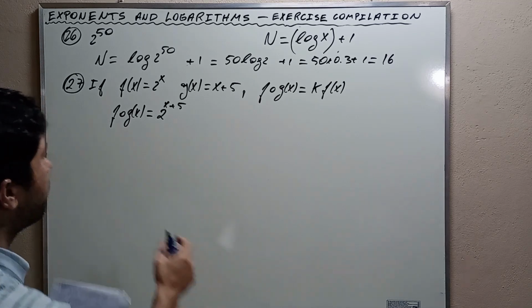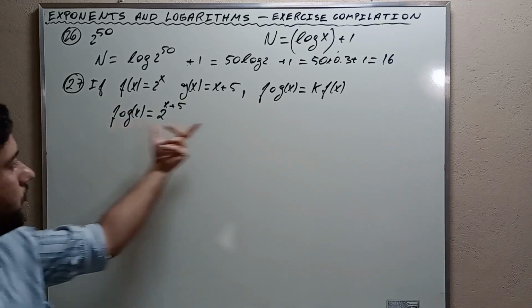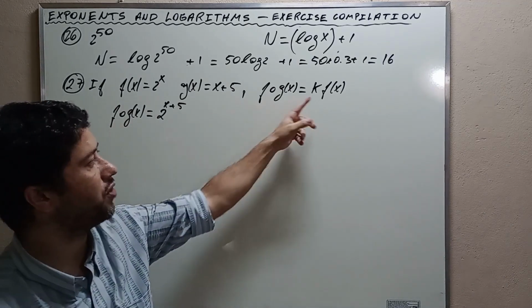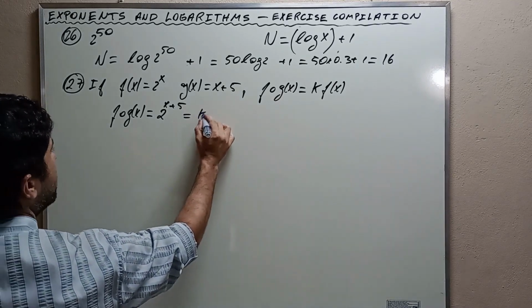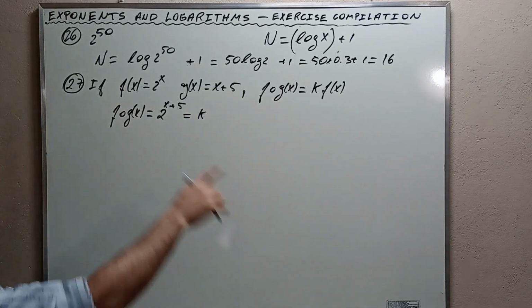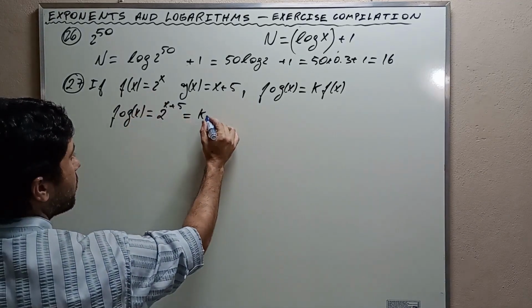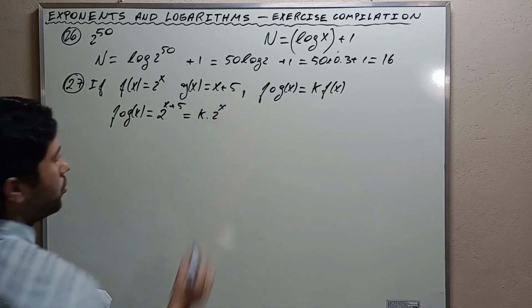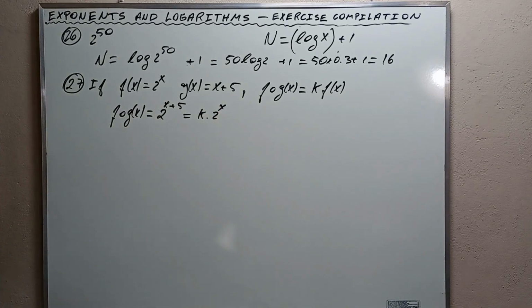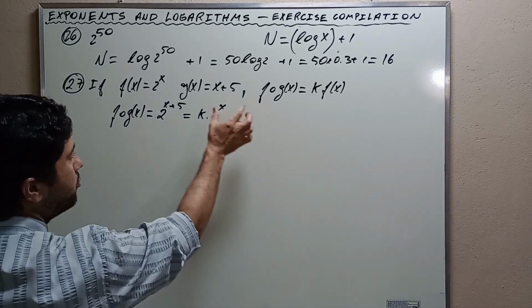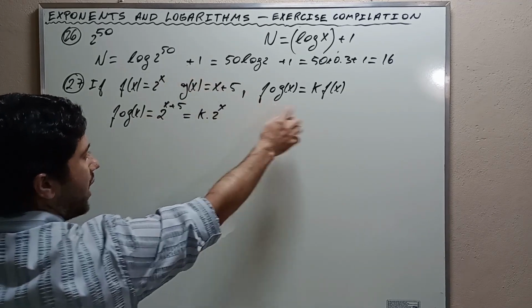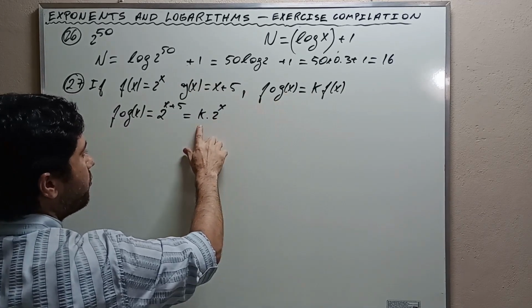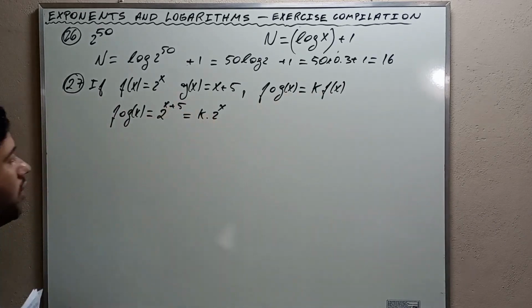And this here, the exercise said that it is equal to k times f of x. Then it is equal to k times f of x. But f of x is 2 to the x. Okay? The exercise said that the substitution of this in this, the composite function, has to be equal to k times f of x. f of x is this. Alright?